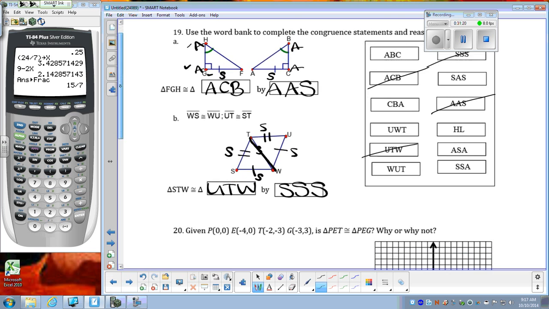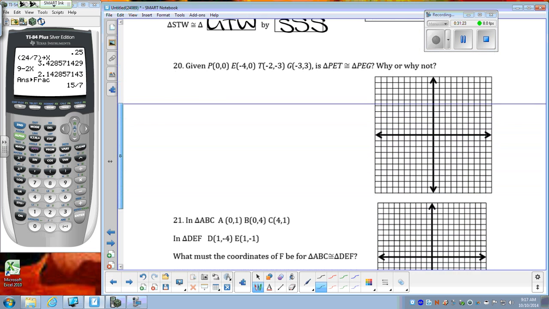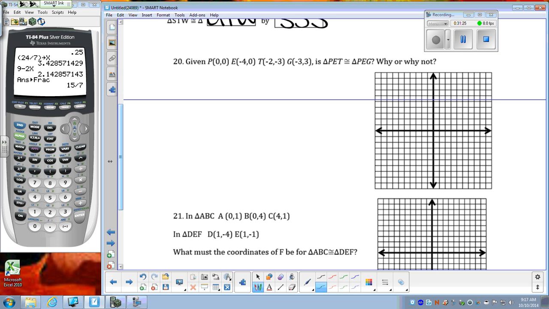And now I'm on to number 20. All right, I want to plot all my points. P is 0, 0.